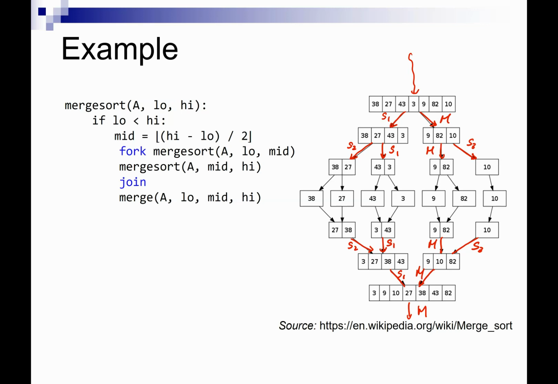Okay, so this fork join model can actually capture a lot of different types of parallelism. Even though it's not the only model for parallelism, it's a very useful model.